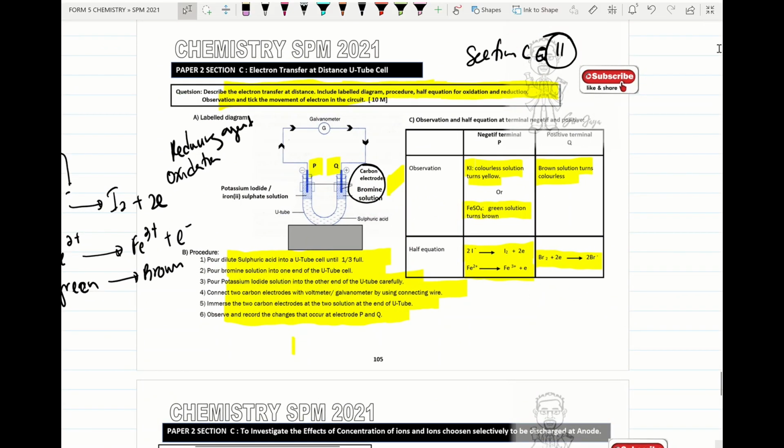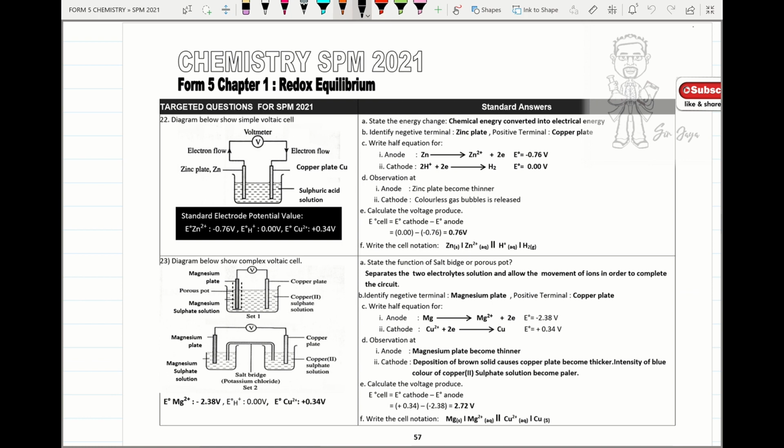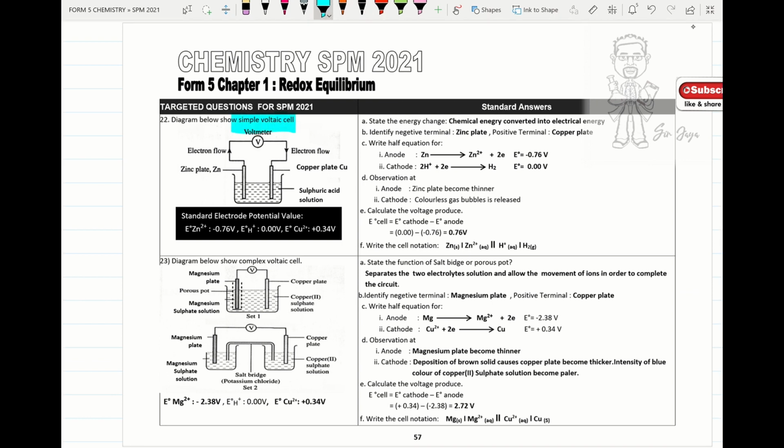So we move on to the next question. Please check question number 22, which I already discussed. It is a simple voltaic cell with a zinc plate here and a copper plate here. Please check the E naught value of zinc, which is given as negative. So the negative symbol goes to the negative terminal, and the positive goes to the positive terminal. Electrons flow from the negative terminal to the positive terminal. So choose the electrode, which is made of zinc atoms. The half equation is zinc becoming zinc 2 positive by losing 2 electrons. The zinc atom ionizes to form the zinc ion.